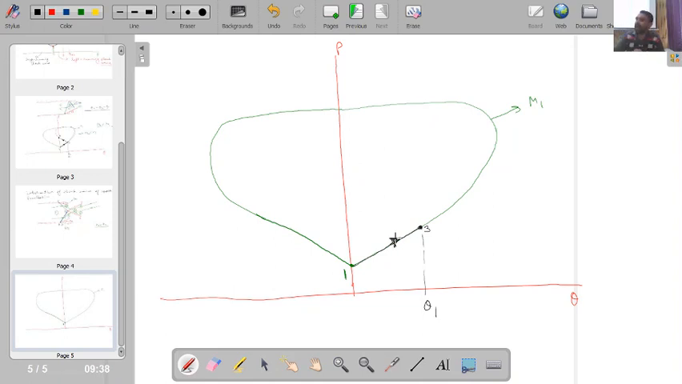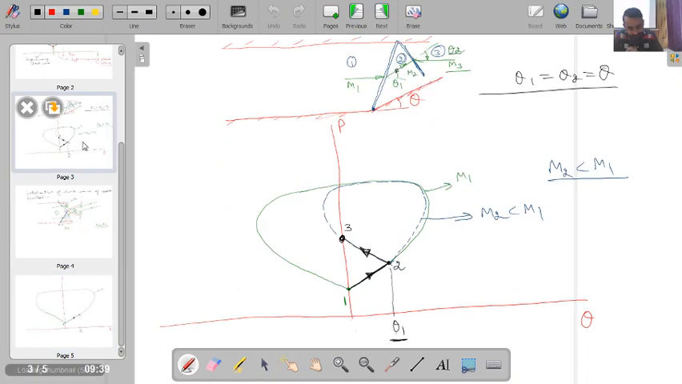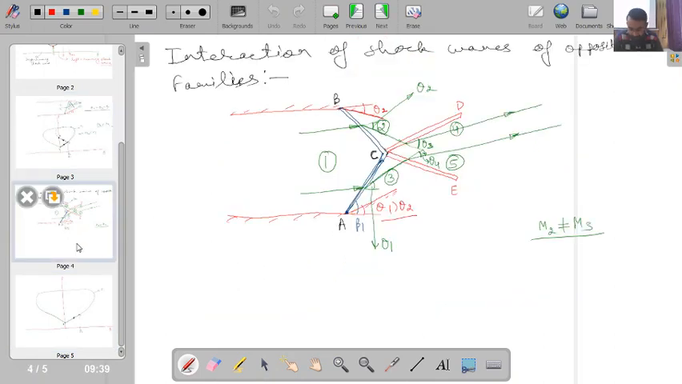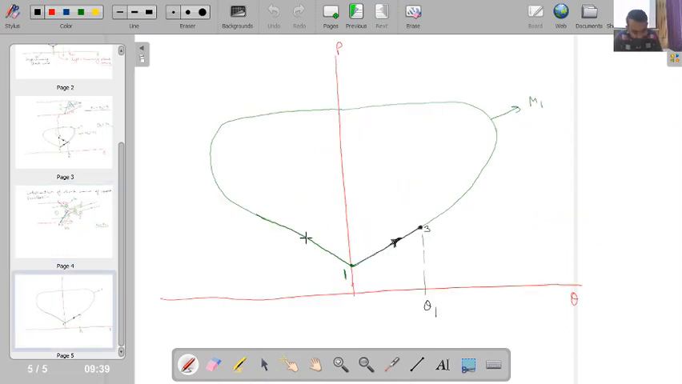Fine. Then I will have a right running wave up to angle theta 2. So from here I will go back, but in comparison to this, I will go less distance because theta 2 is less than theta 1.